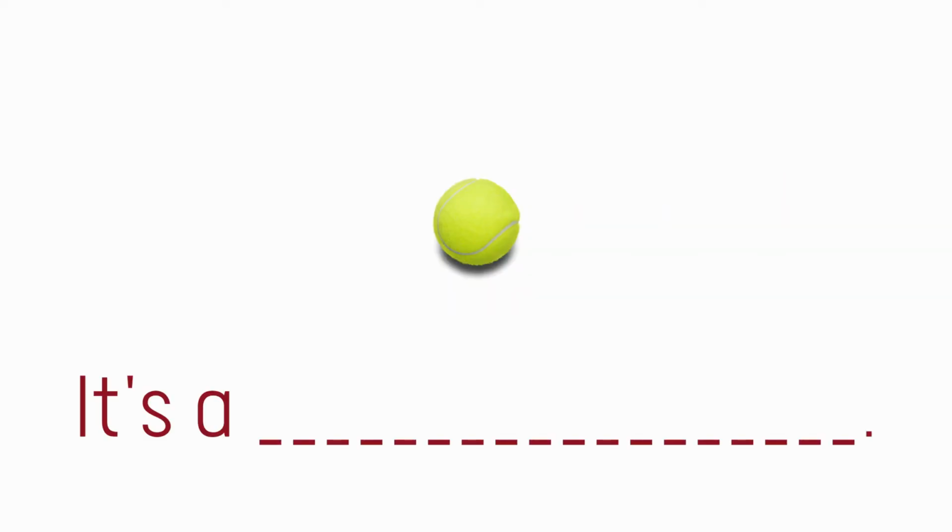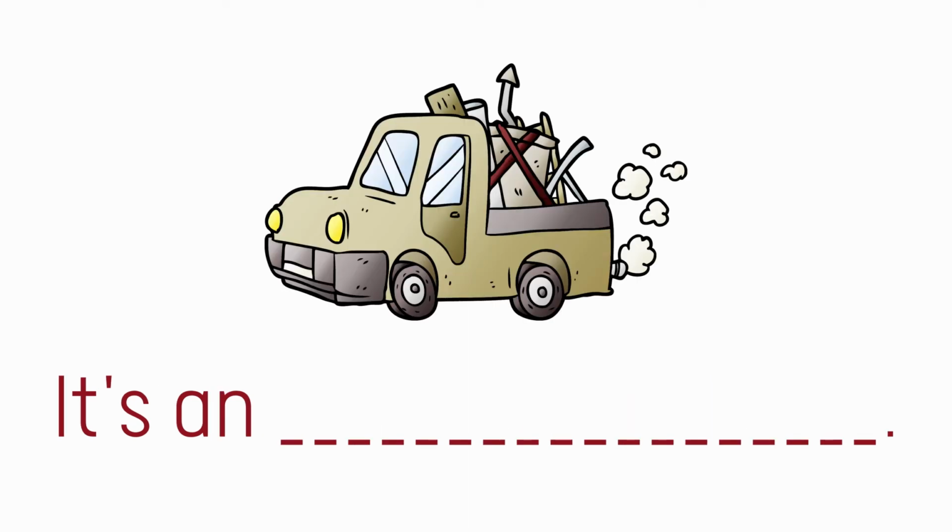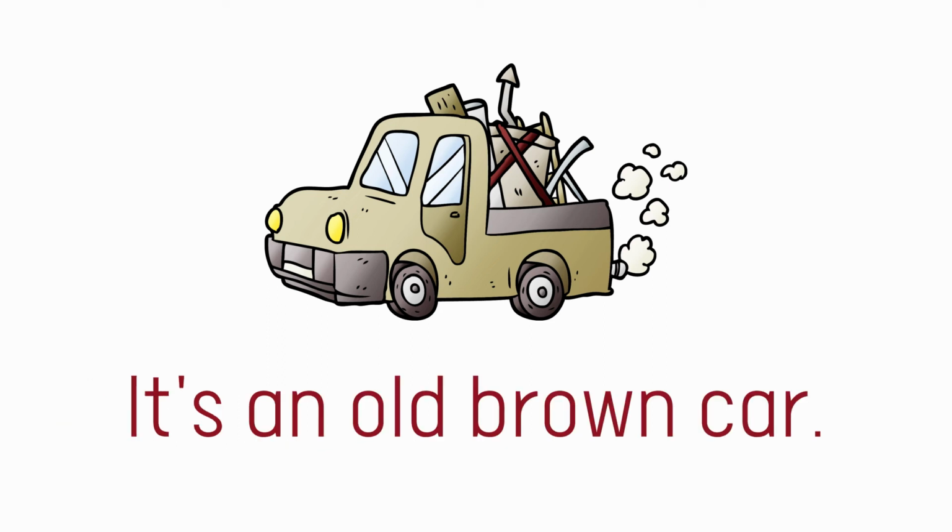Okay, look at the object here. Can you make a sentence to show its name, adjective, and color? I'll give you an example. You can say, it's a small yellow ball. See? Next, can you make a sentence to describe this picture? You can say, it's an old brown car.